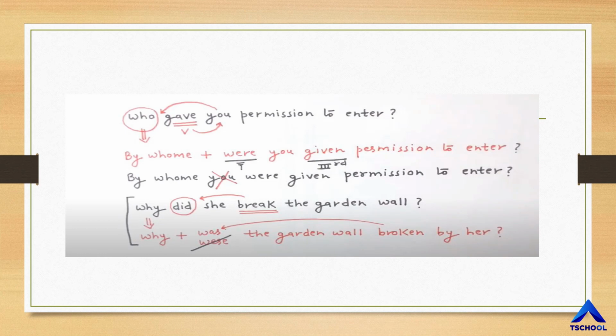So why plus either was or were the garden wall broken by she, no, by her. She changes to her. Remember the changes that we did in part 1? She changes to her. So the final answer would be: why was the garden wall broken by her? I'm requesting students, please refer to part 1 to understand part 2.